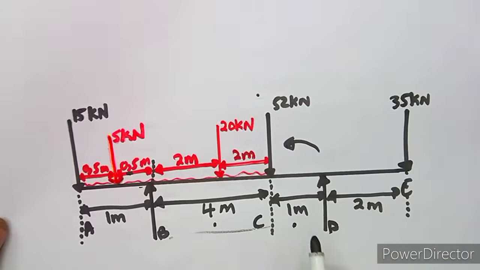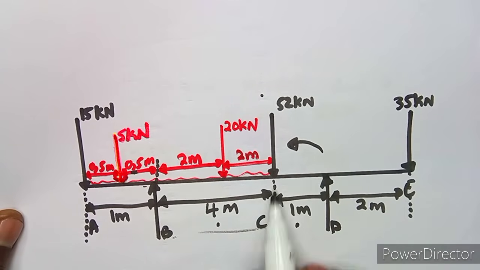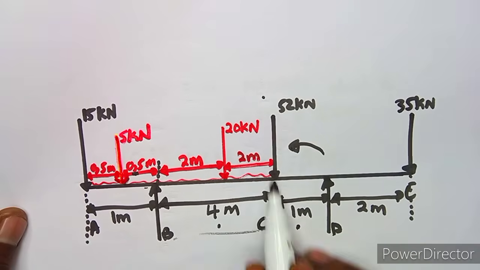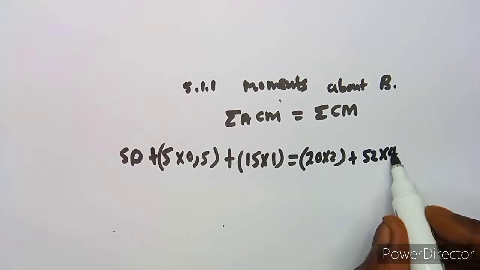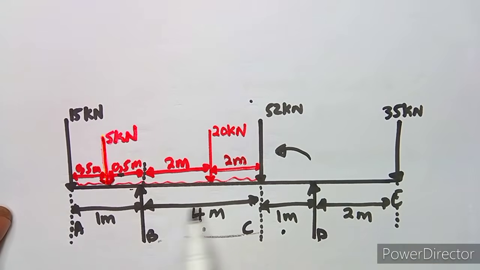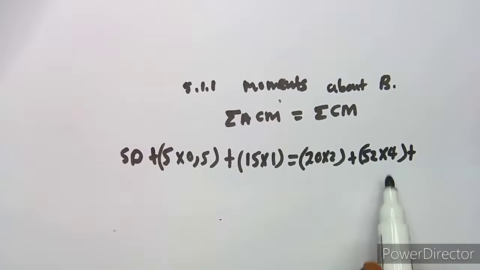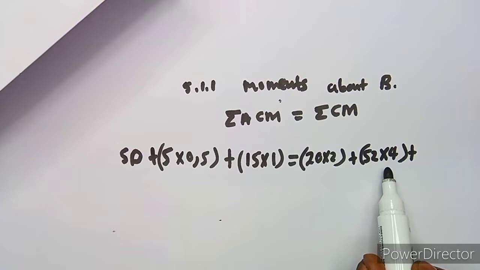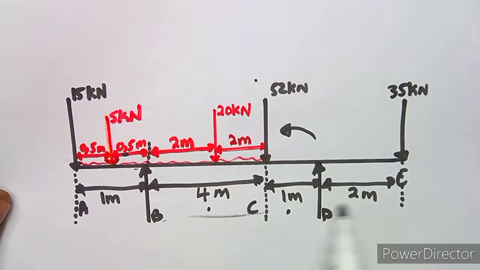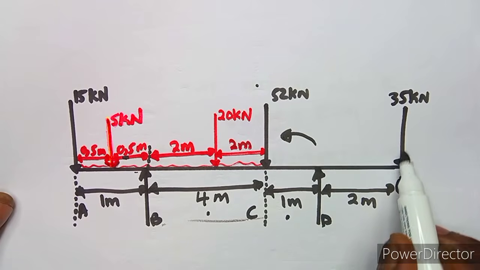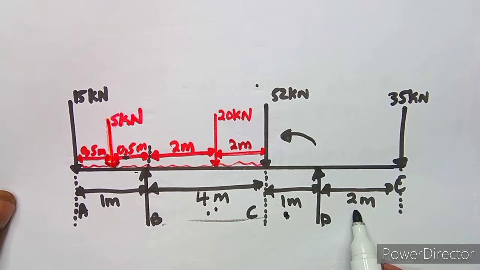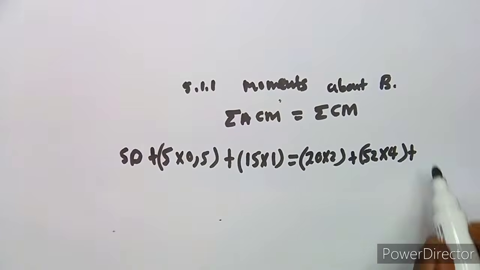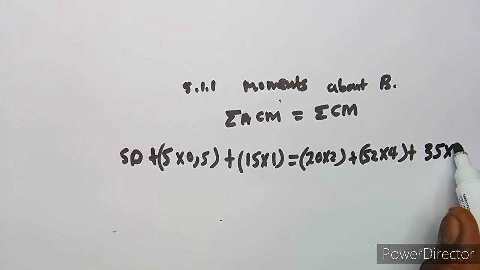Then you move on to another one, which is this 52, and there's a distance of 4 meters in between. So it's 52 times 4. In this case, you move on, we still have 35 back to B, so this one is not 4. Okay, 52 times 4. All right, then we have got this back here at E, which is 35, and this is 4 plus 1, which is 5, plus 2, which is 7. So it's going to be 35 times 7, like this.